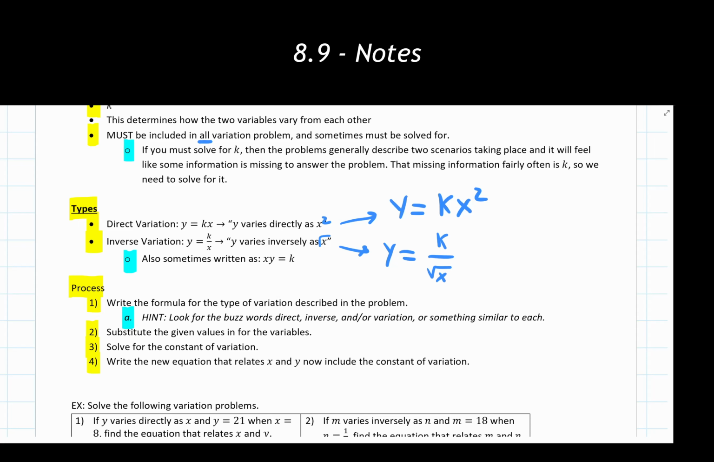Now, as I mentioned at the very top of this, in a lot of instances we are going to actually need to solve for the constant of variation, k. So what that means is we're going to need to do step 2 and substitute the given values in for the variables. This will have to be told to us. It'll be given somewhere in the problem. So we'll sub in what we know for x and y, and then, as we do in step 3, we're going to end up solving for the constant of variation.